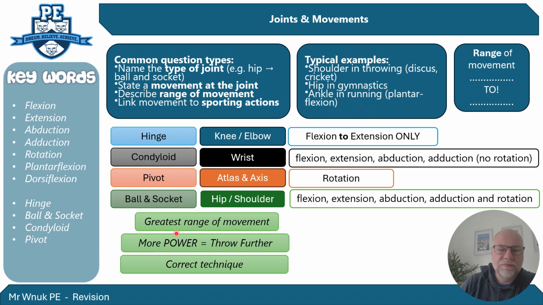So that's the sort of breakdown of your 3 to 4 mark question that might come on. They show you a picture and say, name the ball and socket joint. Name the hip or shoulder, say it has the greatest range of movement. You can give some examples of the greatest range of movements, and then say it can get the thrower to go further and allows them to get into a better technique.